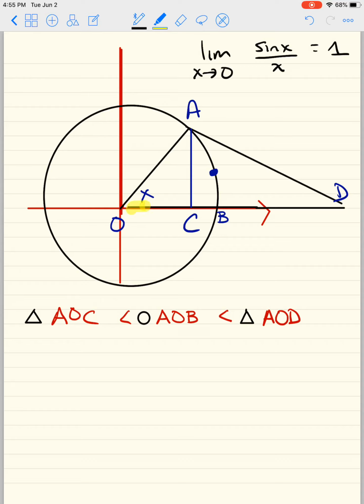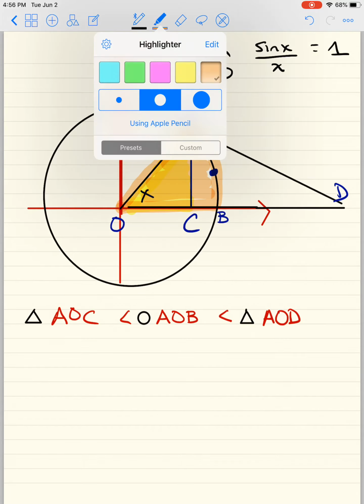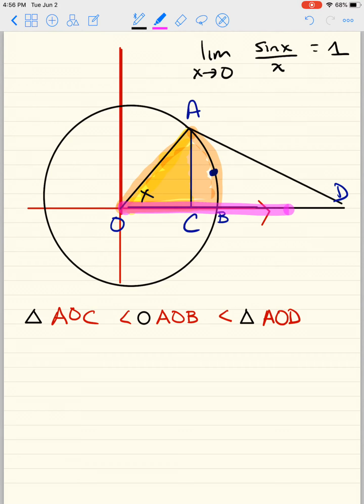Do you guys all agree that the area of this yellow triangle that I inscribed in yellow is smaller than the area of this sector, which I have in orange? Yes, right? You guys notice that the area of the sector of the circle is more than just that yellow. And do you guys also agree that this triangle has the most area?